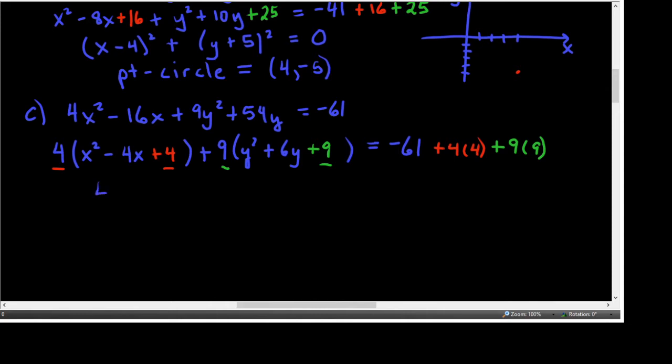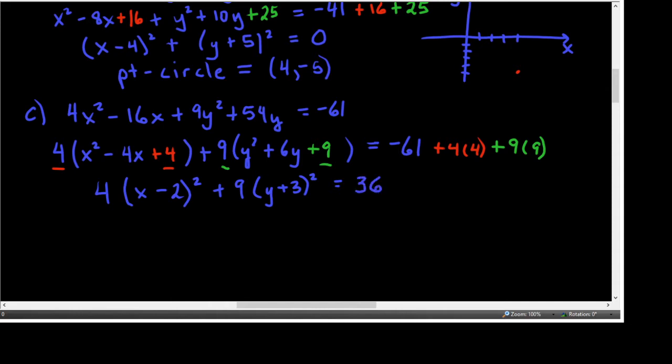Okay, and then factoring. That leaves 4 times the quantity x minus 2 squared plus 9 times the quantity y plus 3 quantity squared. Let's see, 16 and 81, 20, this is 36.